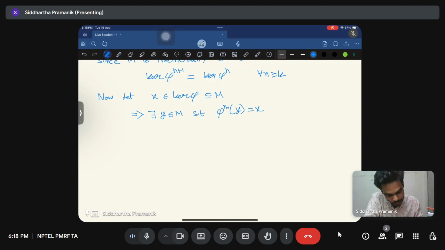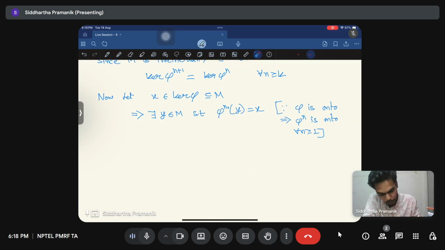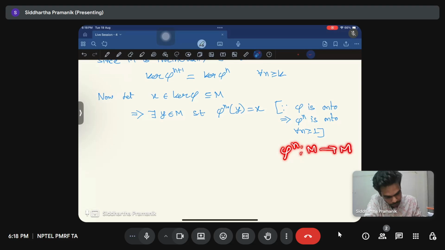Why is this? Because phi is onto, that will imply phi power n is also onto, and this is for all n greater than or equal to 1. So phi power n is a surjective map from M to M itself. I am taking an element x here, so it has a pre-image, some y. So that is what I am doing.